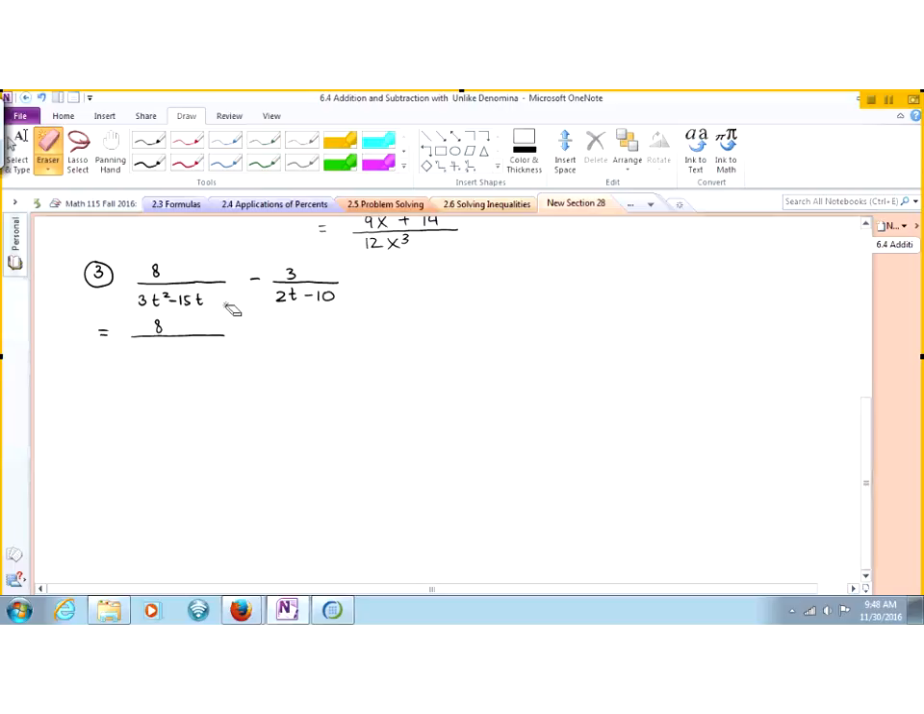Oh, I made a mistake. This is 15t only, not 15t squared. Sorry. Yeah, so I made a boo-boo, right?